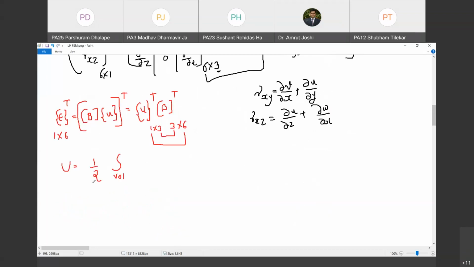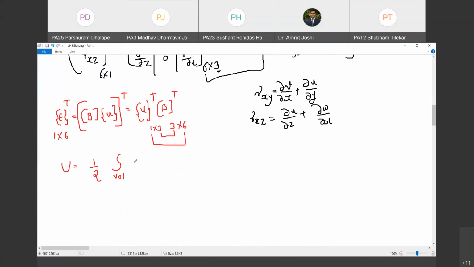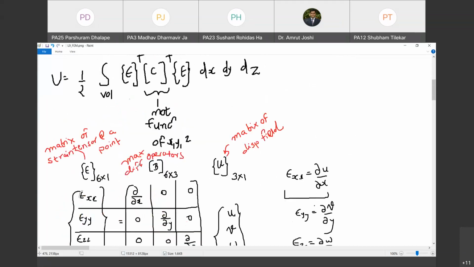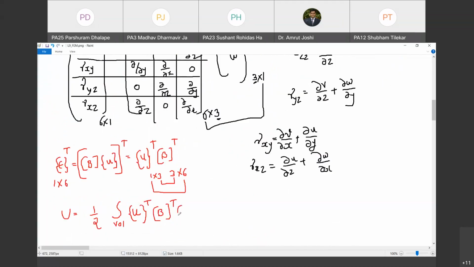Yes. So now let me write down half integration over the volume. Epsilon transpose I am going to replace by U transpose B transpose. Are you with me? Yes. And then you are going to have C transpose sitting here. So I will write that as C transpose. This is the matrix of material properties. C is the constitutive matrix.